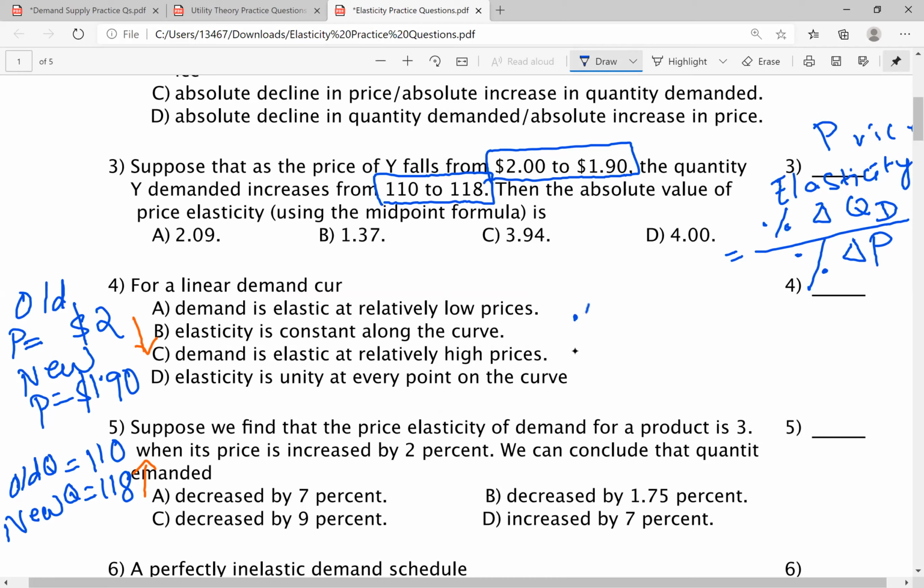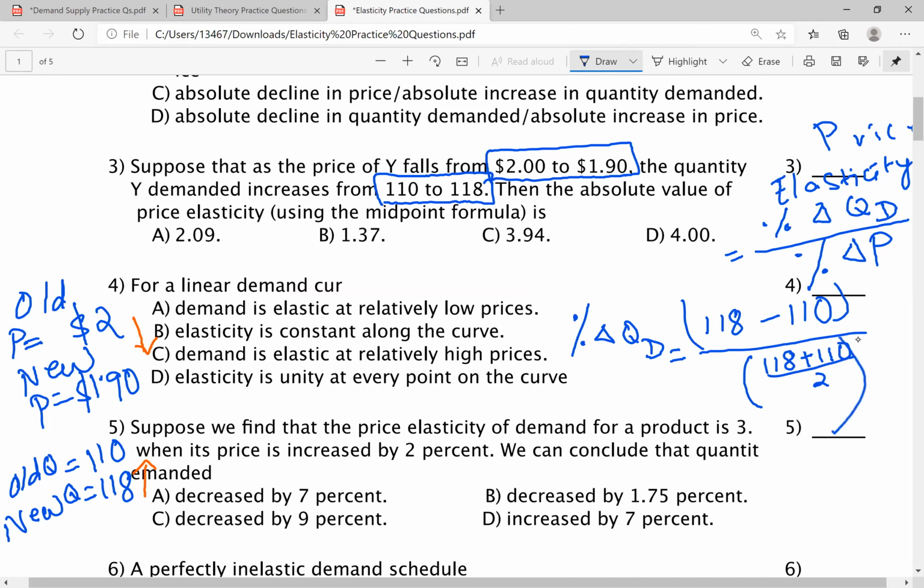All right, let me use the midpoint formula here. Please take a look at the PowerPoints before you sit for your exams. It's going to be super helpful. Trust me. Percentage change in quantity demanded is going to be the new quantity, 118. From that, I'm subtracting the old quantity, which is 110. I'm going to divide the whole thing by the average of quantities, 118 plus 110 over 2. You do the math here.